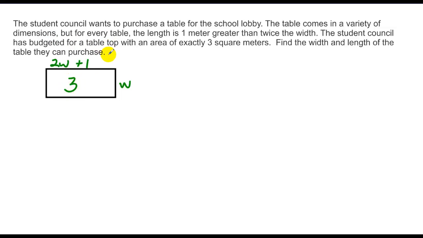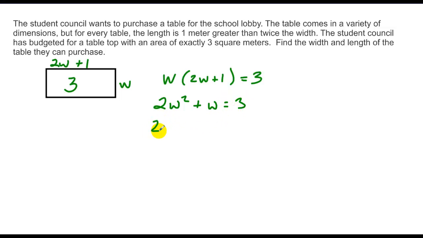So now we'll write the equation for the area, which is length times width is equal to the area. Distribute. Set the side equal to 0 because it's a quadratic. Go 5-step method.